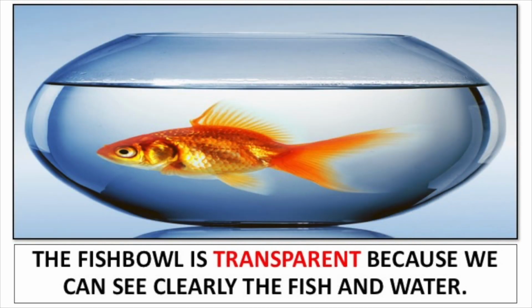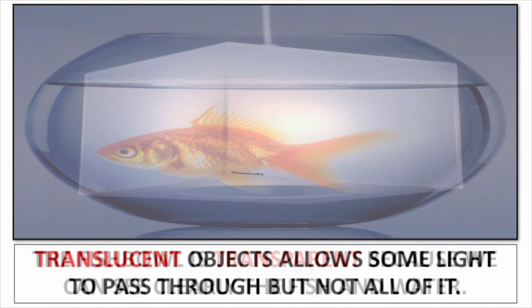The fishbowl is transparent because we can see clearly the fish and water. So therefore, we know the fishbowl is transparent because we can see through it. So remember, guys, if you hear the term see-through, that's also what transparent means.